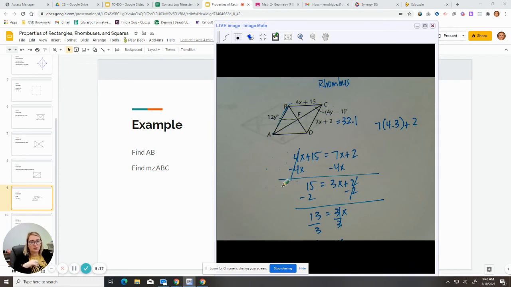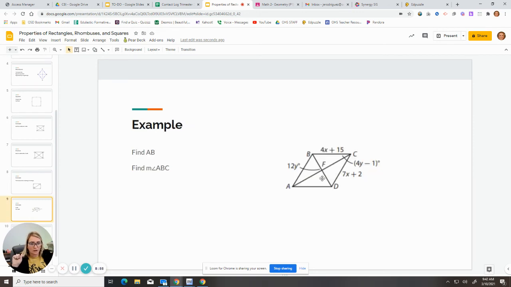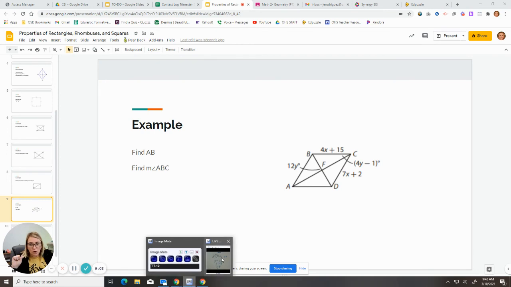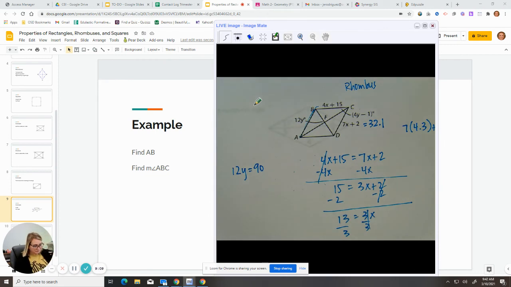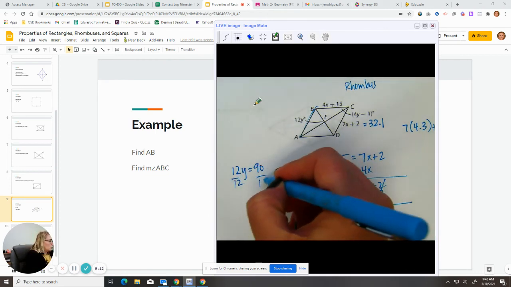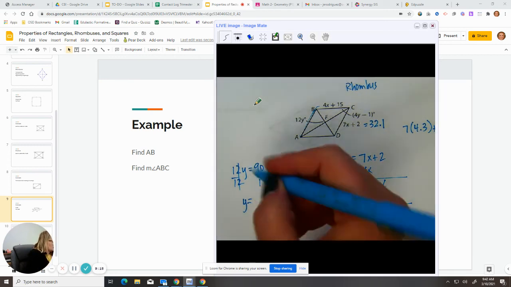Okay, so now we're going to start looking at the angle part of it. So I just kind of want to go back in here and refresh your brain on what that means. So we know that every interior part of this diagonal is intersecting at a 90-degree angle, which means that this right here, this 12y, is going to be a 90-degree angle. So knowing that means that 12y has to be equal to 90. If I divide by 12, I say that y is equal to 7.5.